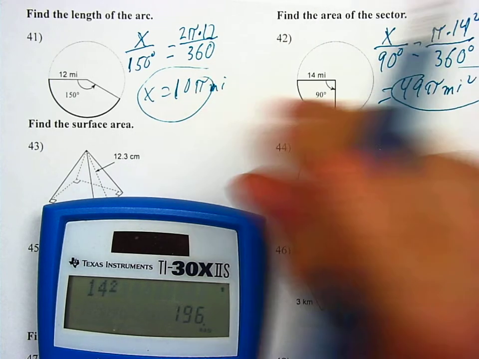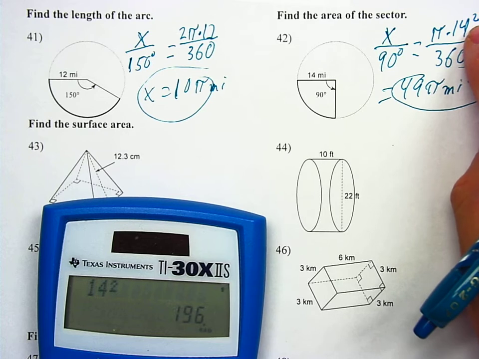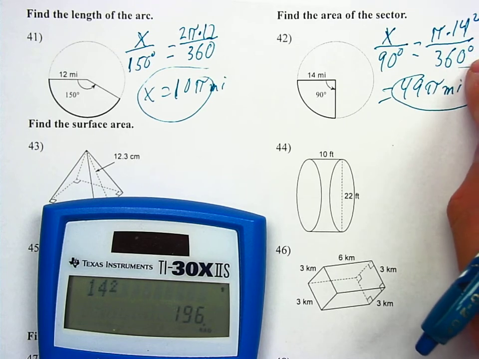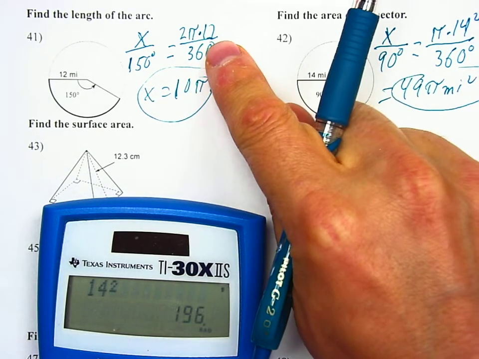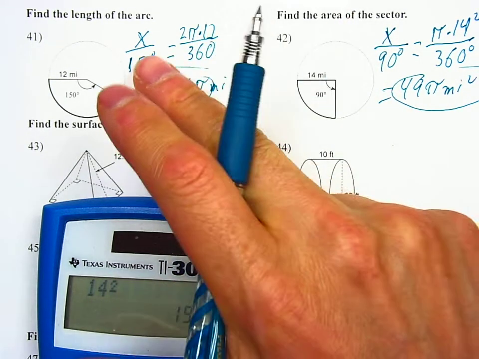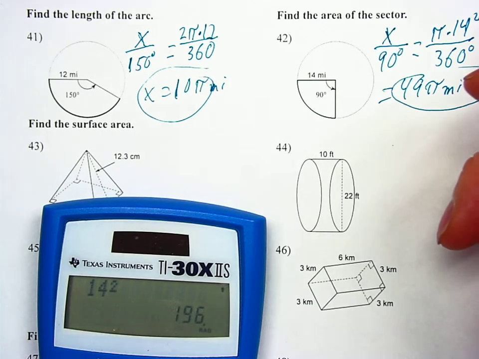All right, so these two questions: pi r squared, area of a circle, divided by 360, times the portion of the circle you have. Circumference of the circle divided by 360, times the portion of the circle you have.